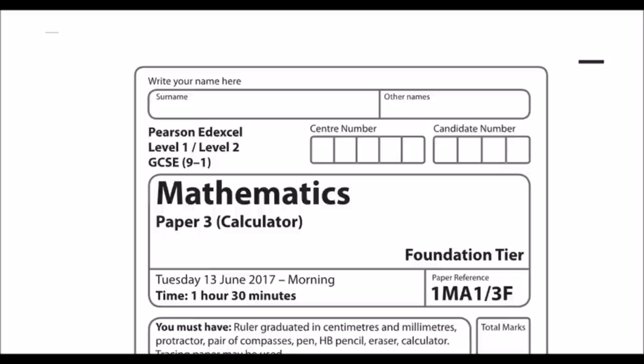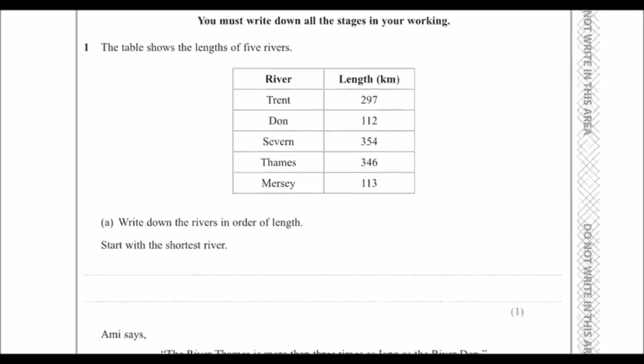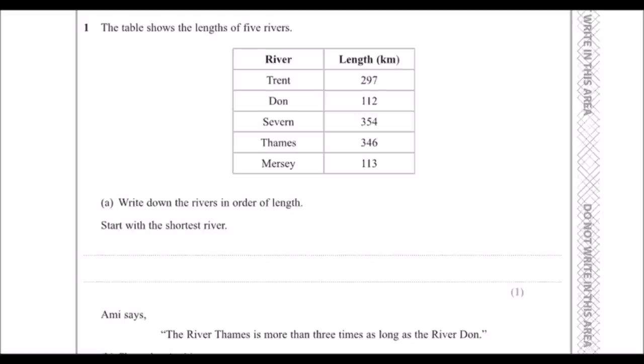This video is a walkthrough of the Paper 3 Calculator Foundation Tier from June 2017. Okay, question one. The table shows the lengths of five rivers. So we've got five rivers and we've got their lengths.